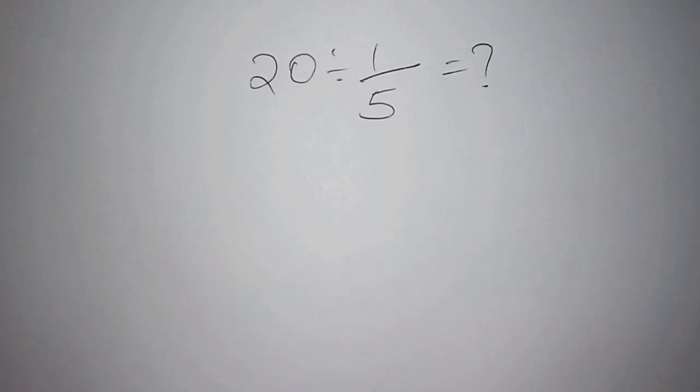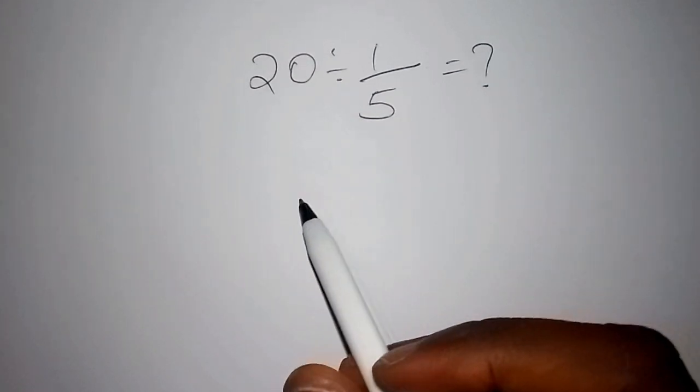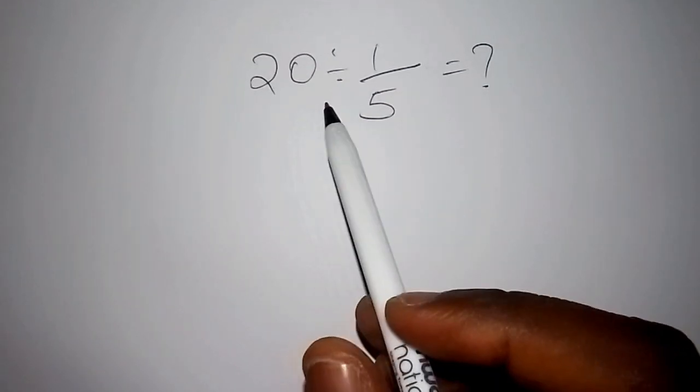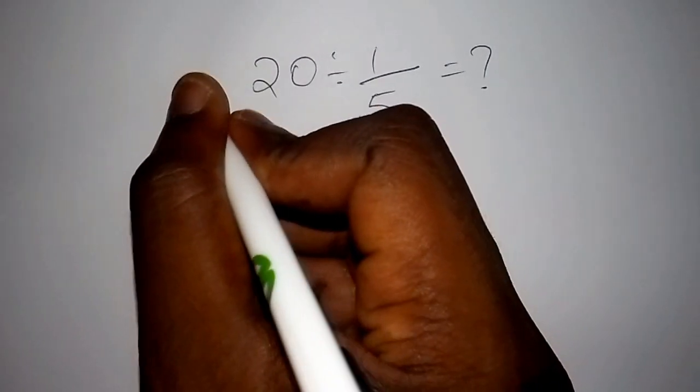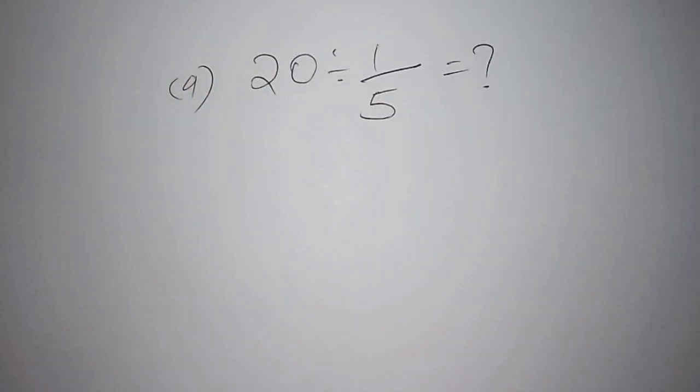So today we want to check how well you understand fractions and divisions. We have 20 divided by 1 over 5. Let's treat this one as the first part of this problem. We have two parts to go, so make sure you watch the video up to the end. I will take the shortest time possible to explain this.